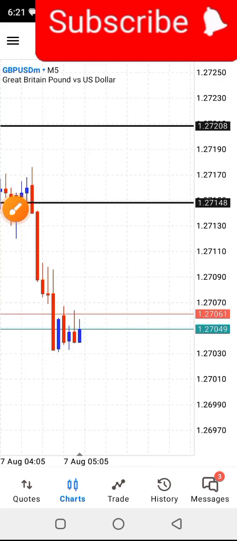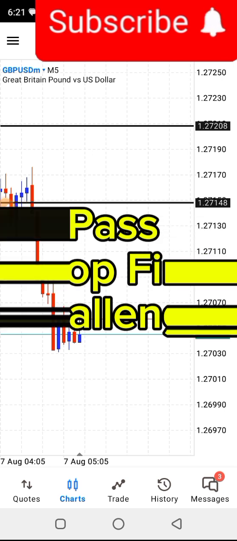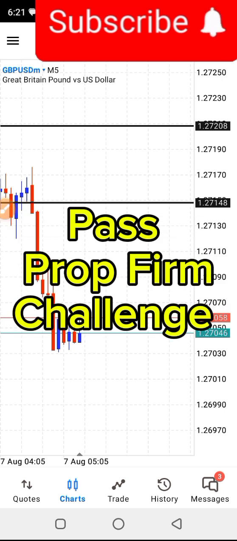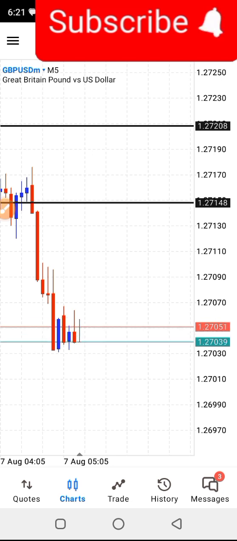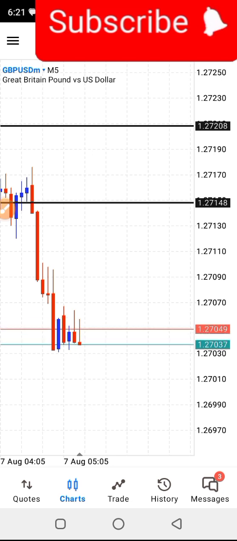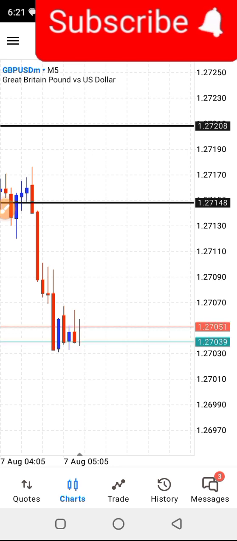So today I want to teach you how to actually pass a prop firm account the right way. I want to give you a template or a strategy that you can use to pass a prop firm account. Basically, a prop firm account is a game of risk management. If you want to pass a prop firm account, just know that it's a game of risk management. You being able to manage your risk.